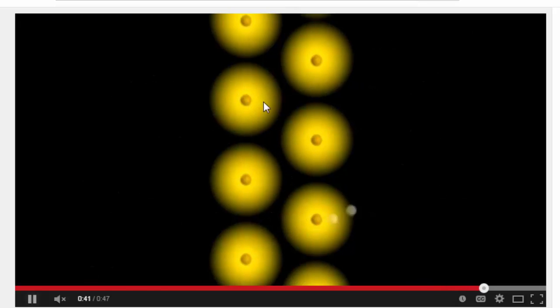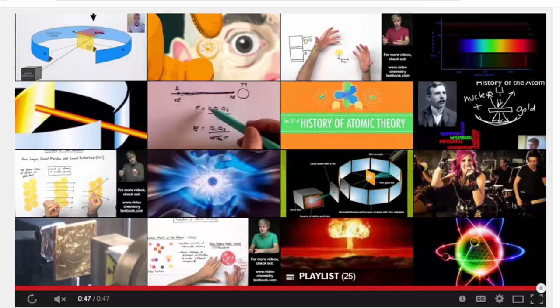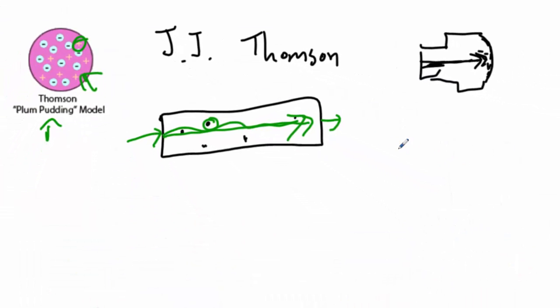And so this allowed him to say, well, most of the mass must be concentrated in this center part, and it's deflecting these positively charged alpha particles. So the positive part is actually in the middle, and the negative part orbits it around the outside in the electron cloud. So this is Rutherford's model of the atom. It puts the positive nucleus in the middle, and it puts electrons around the outside.